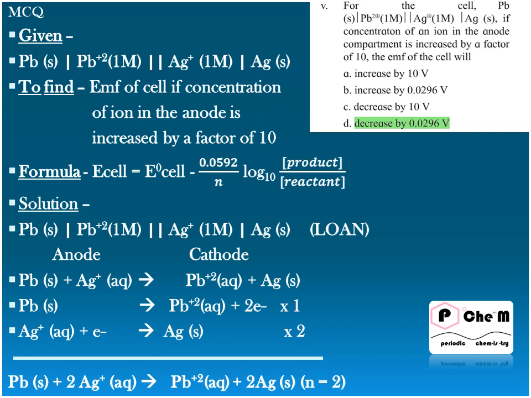Therefore, the value of n will be equal to 2. And it is also clear from this equation that Pb plus 2 is the product while Ag plus ions are the reactants.